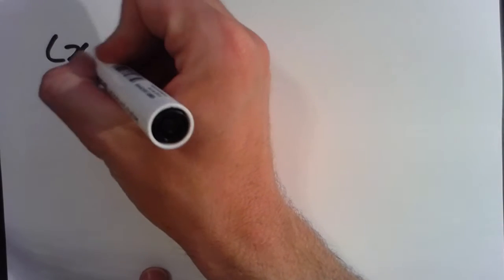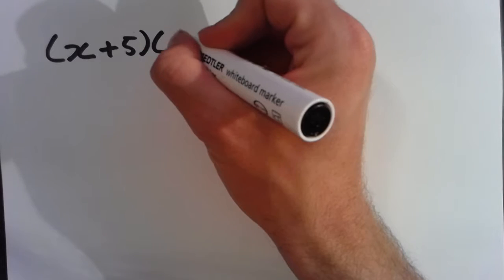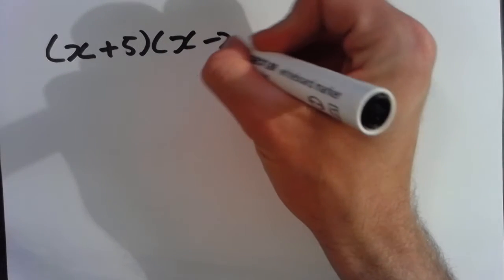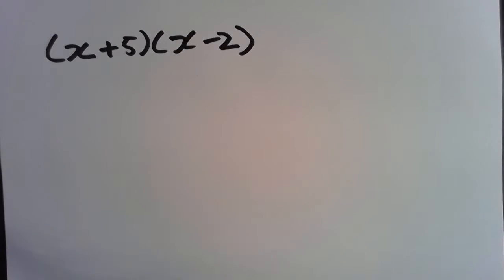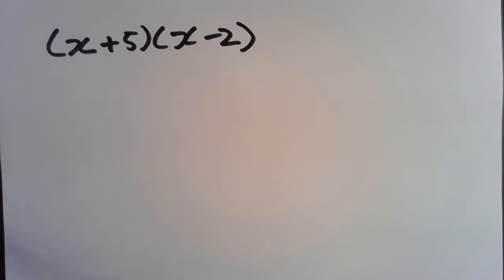Let's find something with a negative number in there. So we have x plus 5 and x minus 2. These are all quite simple because we just got single x terms in there. I'll change that up in a second.